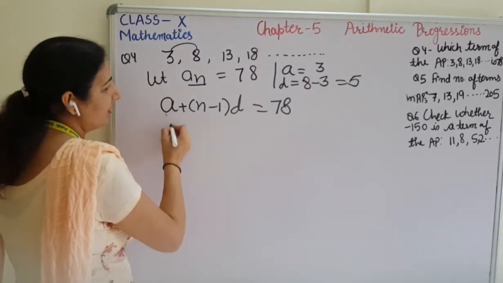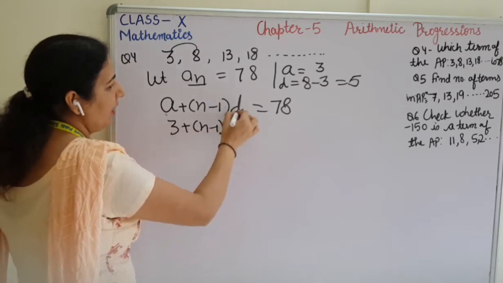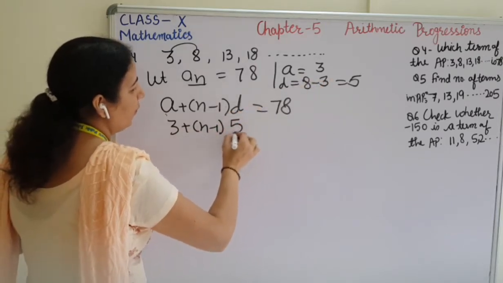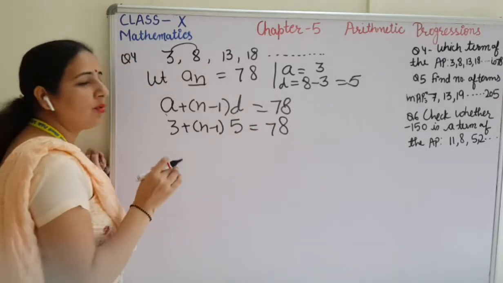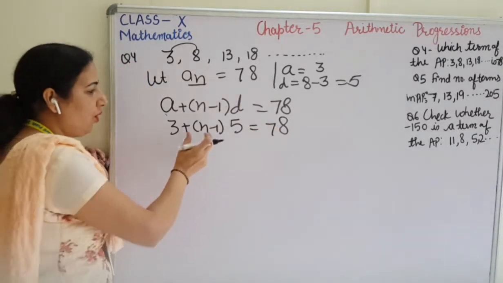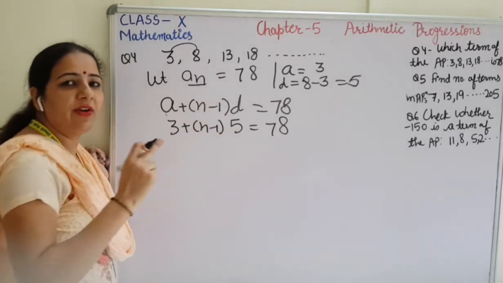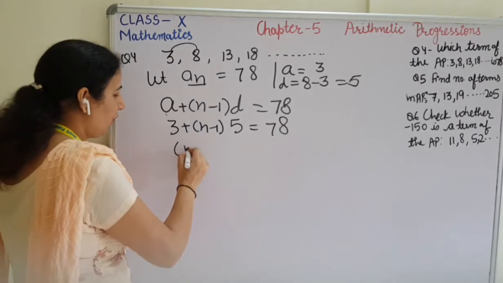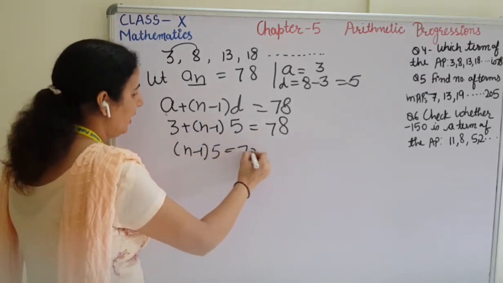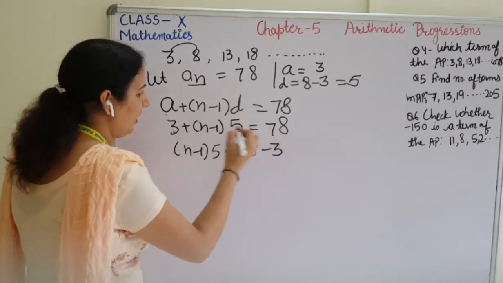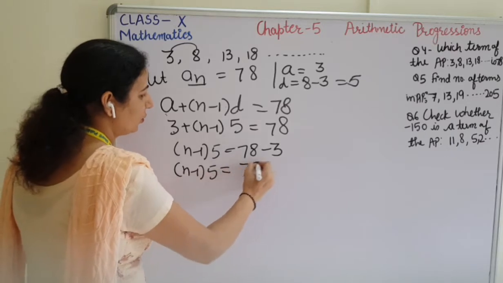Now a, what is the value of a? 3 plus n minus 1 into d, what is the value of d? 5, is equals to 78. I already told you, whenever the question is find the value of n, you always first calculate this bracket. No need to open this bracket because it will increase our calculation work. So I will just write the bracket like this only. 78 plus 3, now it will be minus 3. n minus 1 into 5 is equals to 75.